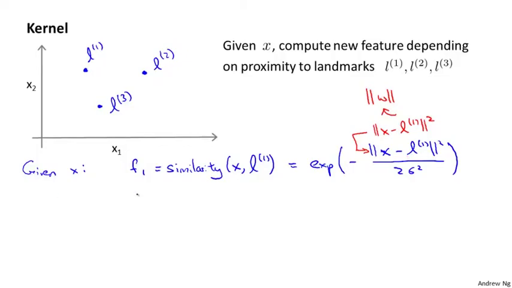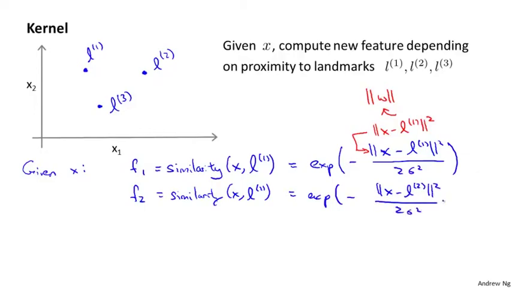But that's my first feature, and my second feature, f2, is going to be a similarity function that measures how similar x is to L2, and again it is going to be defined as the following function. So it's e to the minus the square of the Euclidean distance between x and the second landmark. That's what that numerator is, and then divided by 2 sigma squared. And similarly, f3 is the similarity between x and L3, which is equal to, again, a similar formula.